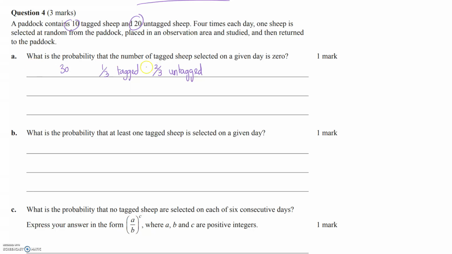So considering that it says what is the probability that the number of tagged sheep selected on a given day is 0, what we're looking for is the probability that tagged is equal to 0. Well, this is basically the chance that we pick untagged 4 times. So untagged, then untagged, then untagged, then untagged, which is just 2 to the power of 4 over 3 to the power of 4, which is 16 on 81. Nice and easy.